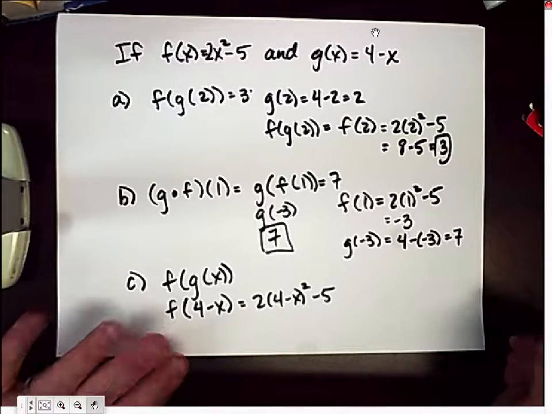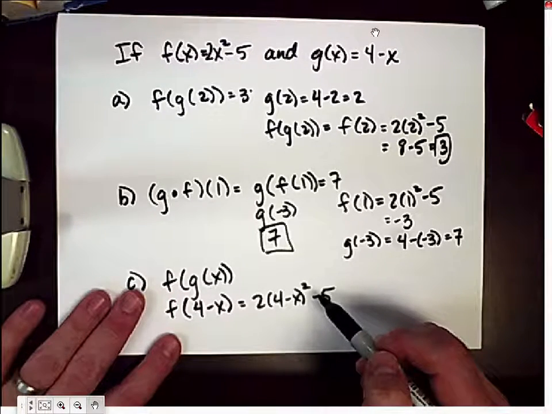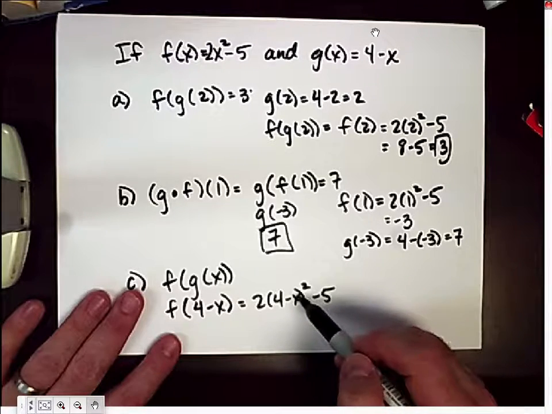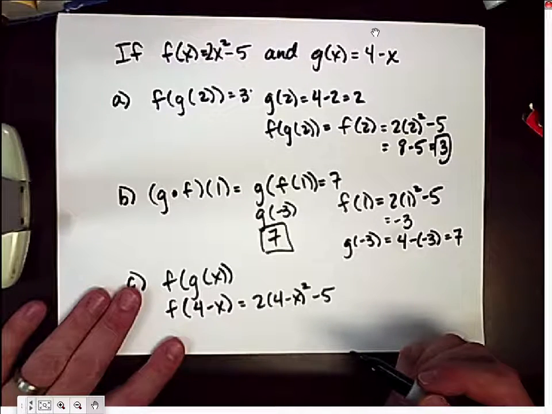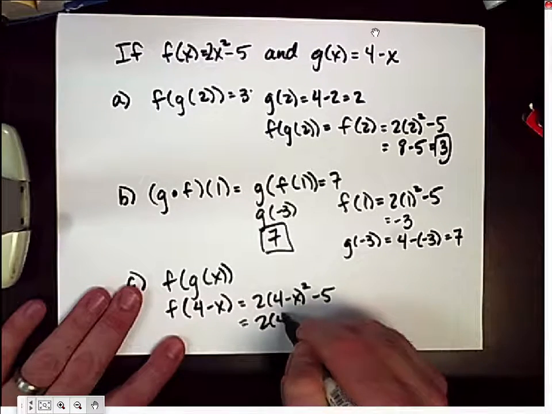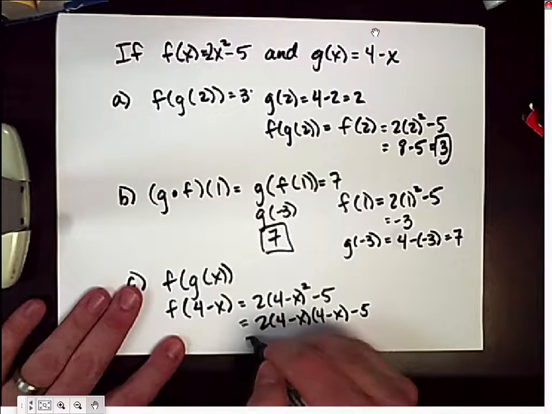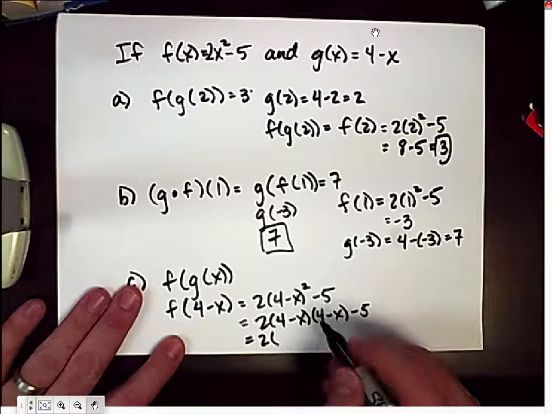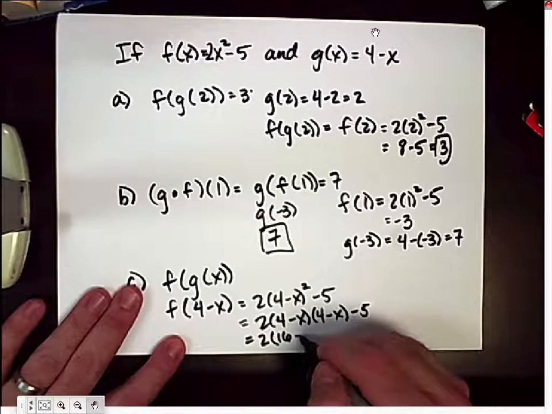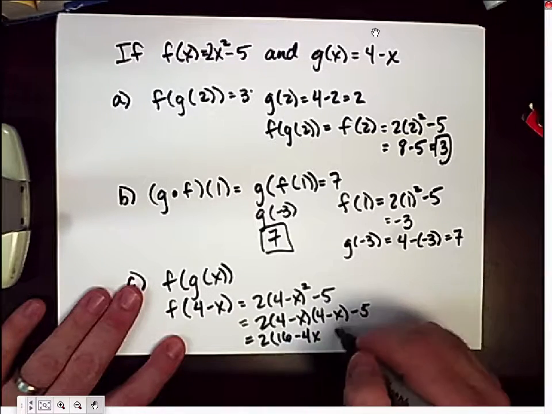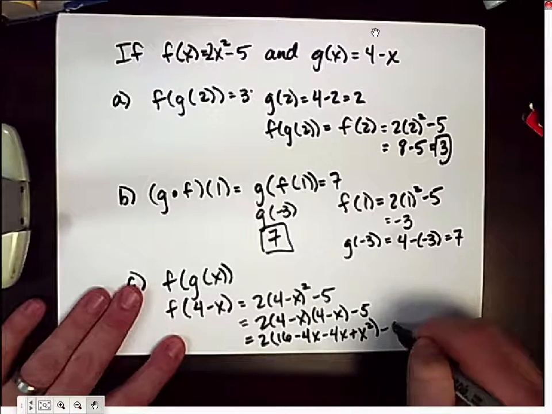Now we have some simplification to do. Do not distribute a squared over a sum or a difference. You cannot say that that is 16 minus x squared or 16 plus x squared. What do you have to do instead? You have to write it out and FOIL it out. So it's 4 minus x times 4 minus x, minus 5. So that becomes 2 times, first gives you 16. Outside gives you 4 times minus x is minus 4x. Inside is also minus 4x. And last is plus x squared. Close that parentheses, then you've got a minus 5 out here.